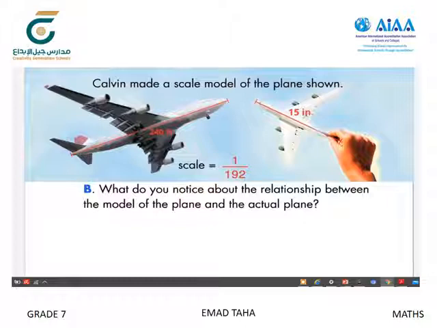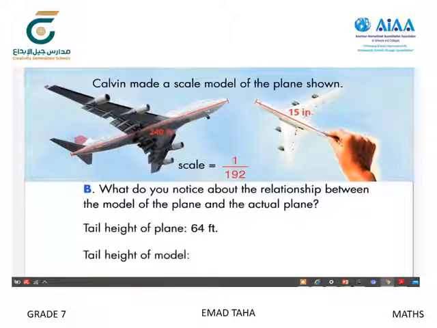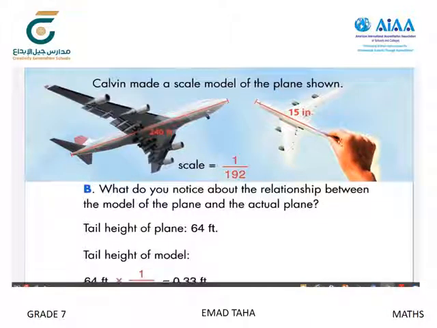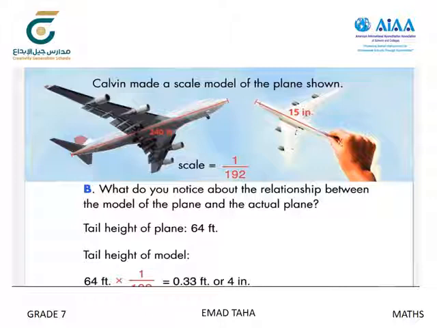For example, in the actual airplane, the height of the tail is 64 feet. In the scale model, the height should be 64 feet times the scale of 1 to 192, which equals about 1/3 of a foot, or 4 inches.